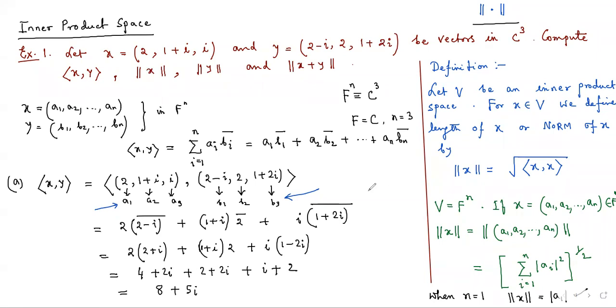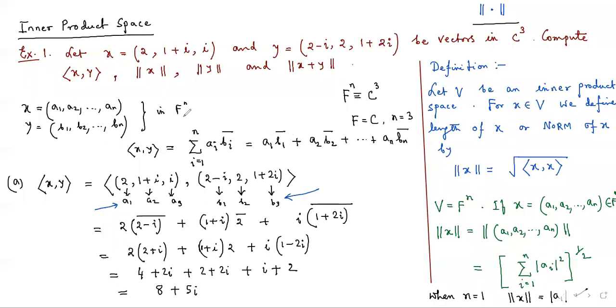Okay. Here in this particular problem, we are considering the vector space C3, the complex vector space defined over the set of complex numbers, and the vectors are triplets, and therefore the vectors look like this. The components of X are 2, 1 plus i, and i. Components of Y are 2 minus i, 2, and 1 plus 2i. First of all, we need to calculate the inner product of X and Y, for which we can apply the standard inner product.